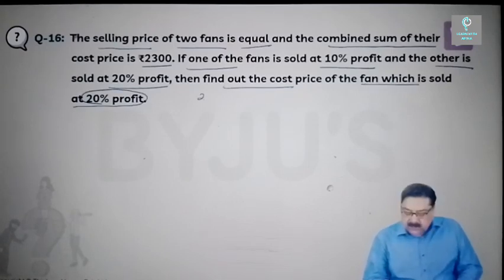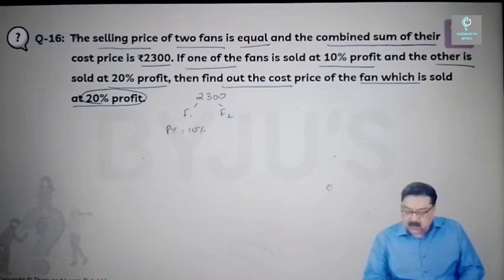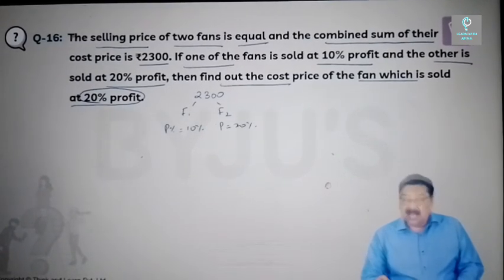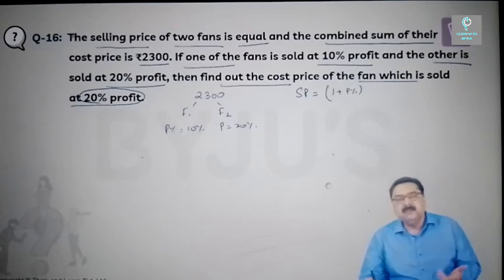See, the combined cost price is 2300, fan 1 and fan 2. Fan 1 is sold at a profit of 10%. Fan 2 is sold at a profit of 20%. And the selling prices are equal. So we know that selling price equals 1 plus profit percent into CP. Here we are taking the case of profit percent because loss is not being made into CP.